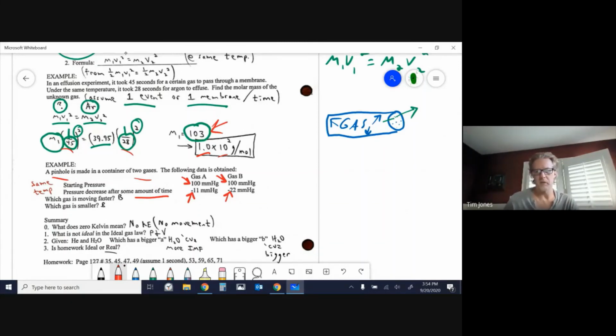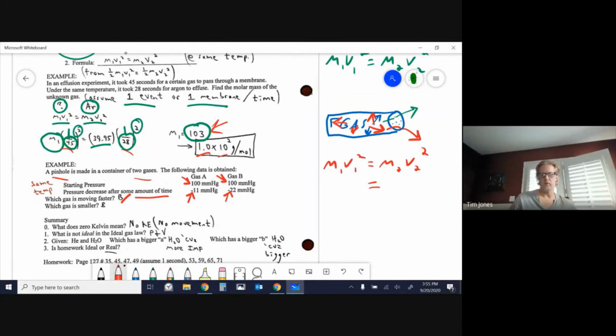Remember, the gas is bouncing around in here, like so, all over the place. And every now and then it just randomly hits a hole and takes off. The fact that gas B is finding these little holes more often means it must be moving faster. So the faster gas is gas B. And then according to Graham's law, if these two values are going to be equal to each other, the only way that this can happen is if gas B is moving faster.